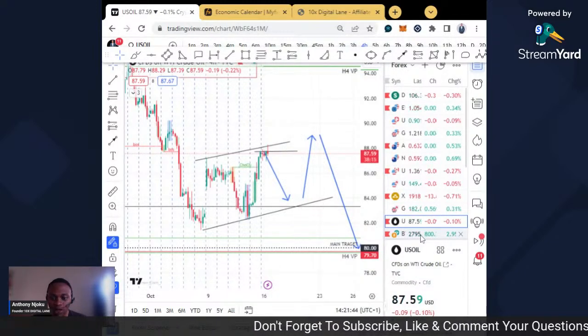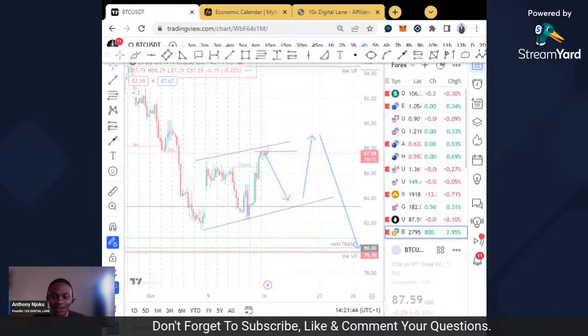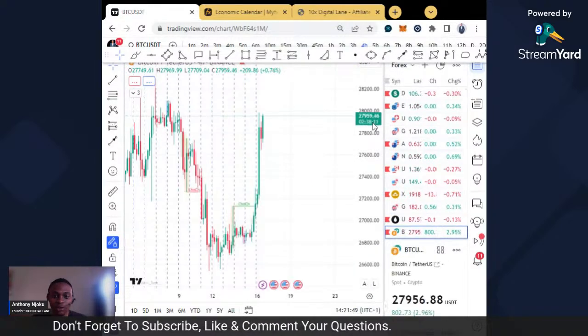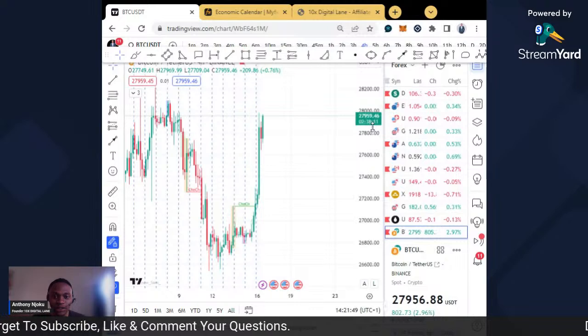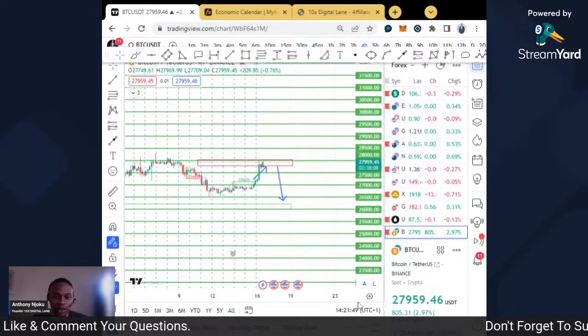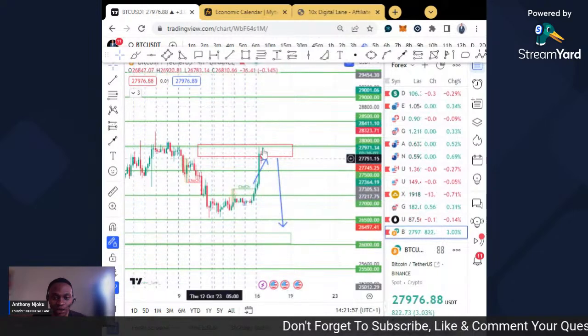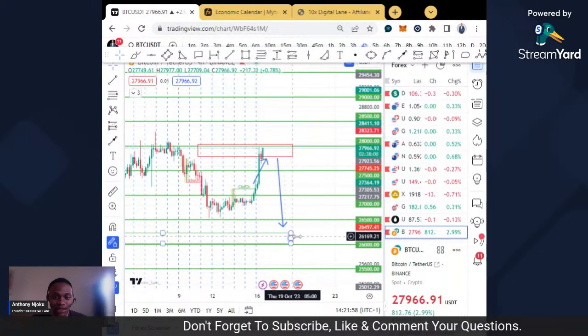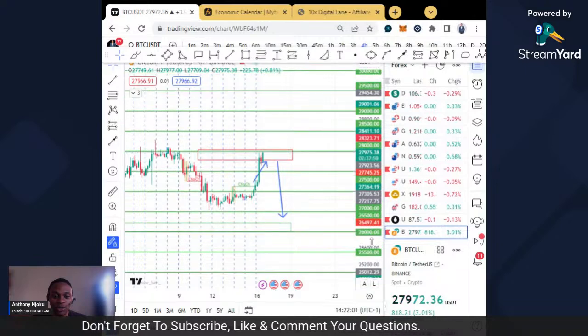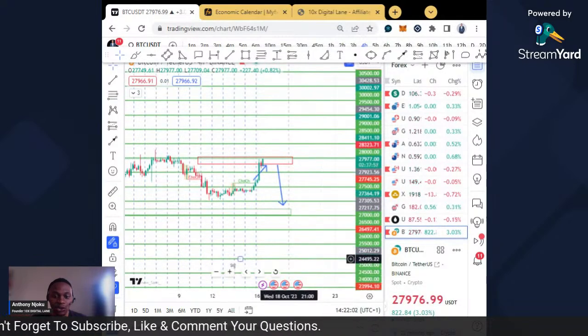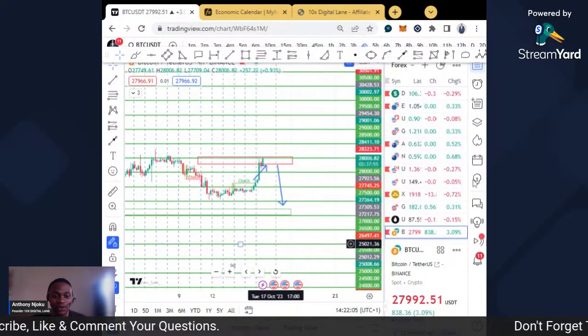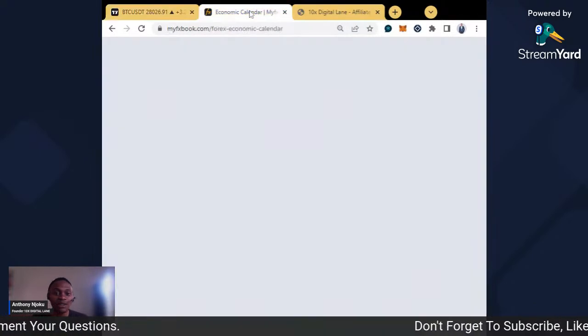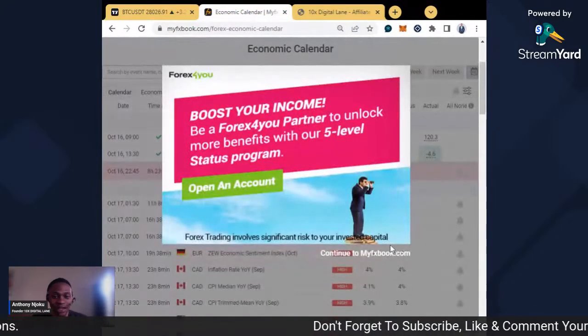Then the last on the list is Bitcoin, the almighty cryptocurrency. So for Bitcoin, we expect this currency to go into this particular region where it is right now. And from here, we'll be looking for our sell setups for Bitcoin down to this level of 26,500, also further down to even 25,500.